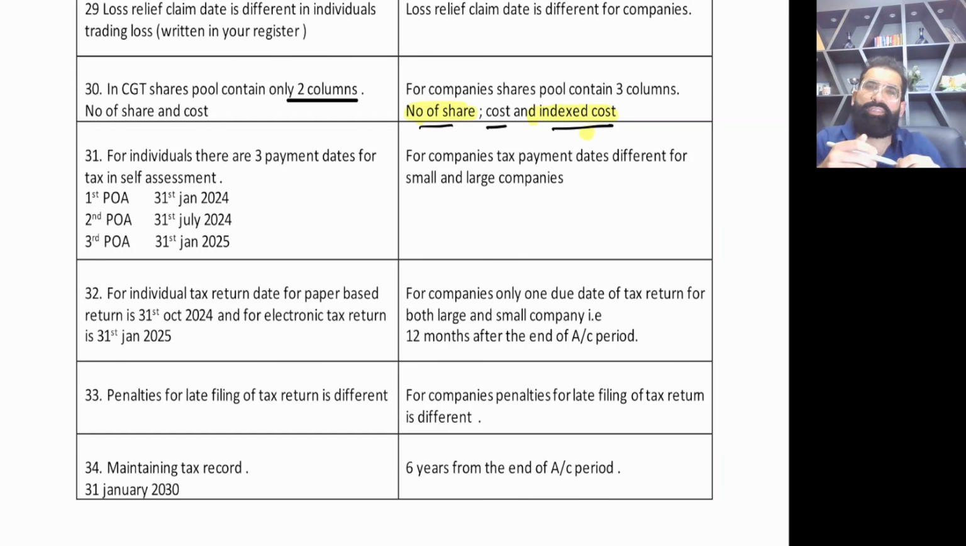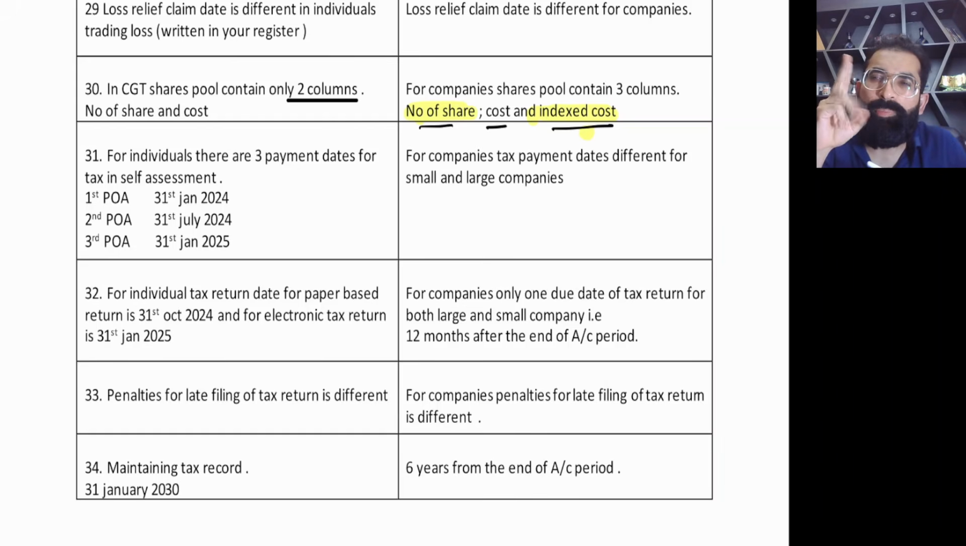For individuals, there are 3 payment dates: first POA, second POA, and then balancing payment. How to remember the dates? First POA is paid within the fiscal year, 31st January, then 6 months and 6 months. Very simple. For companies, payment dates are different for small and large companies. Already discussed. For small companies, it is 9 months plus 1 day after the end of the accounting period.